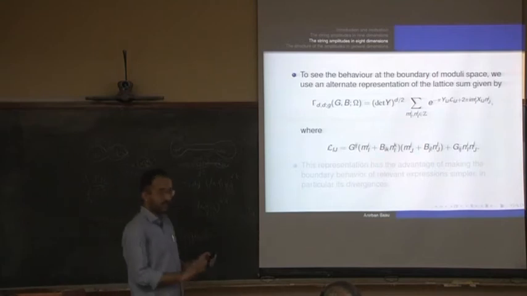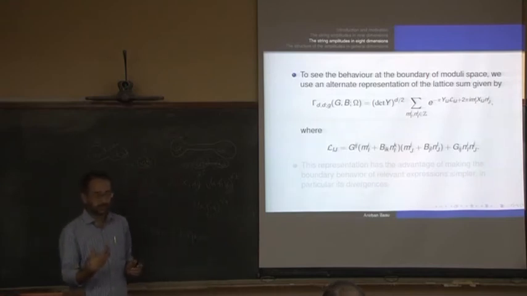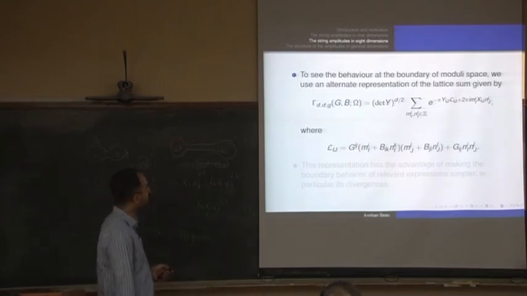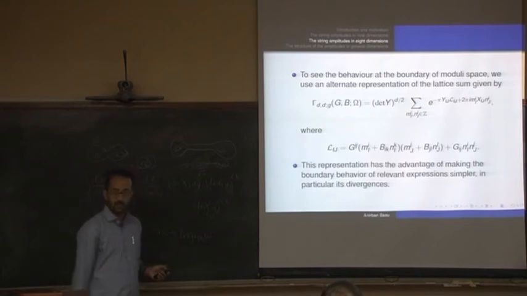Because now this is really between momentum and winding. The expression I had earlier was only momentum. So all the winding modes at points are the same. Okay, so here momentum and winding are treated much more democratically. But now you see, this representation has the advantage of making the boundary behavior expression simple.